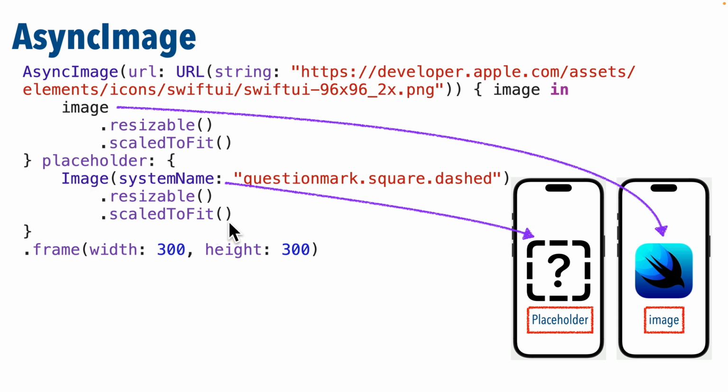Now you might look at this and think, hey, we've got resizable and scaledToFit in both the image and the placeholder. Can I just cut this out and put this down below AsyncImage where I've got the frame? And unfortunately, you can't do that. If you do, you'll get an error. But you can, for example, set an overall frame that you'd like to use, both for the placeholder and the returned image. That's what I've done here.